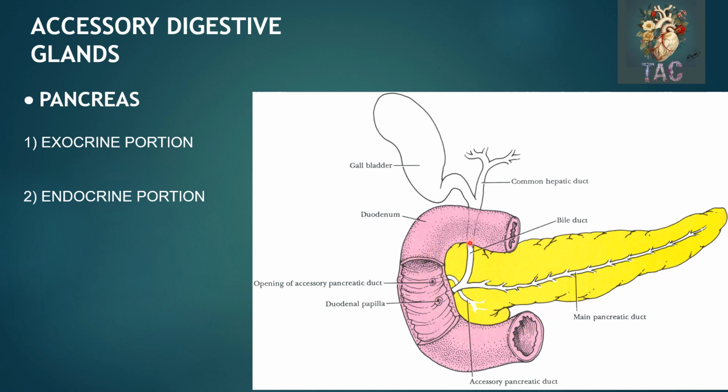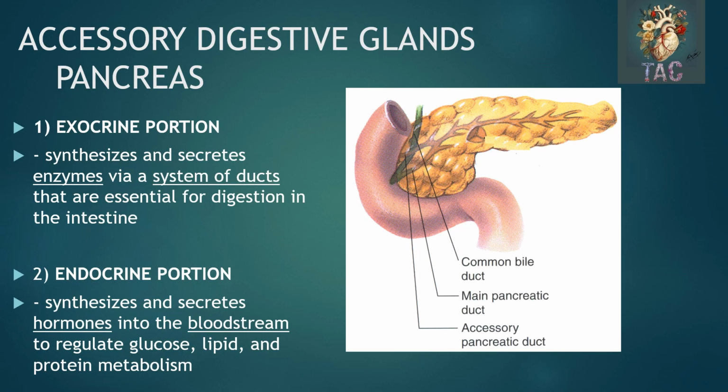The head of the pancreas lies in the C-shaped curve of the duodenum, and this is the body of the pancreas, and then the tail of the pancreas. You can also appreciate the main pancreatic duct which is present over here. Sometimes the accessory pancreatic duct is also present over here, which opens into the small intestine at the minor duodenal papilla, while the main pancreatic duct opens in combination with the bile duct at the major duodenal papilla over here.